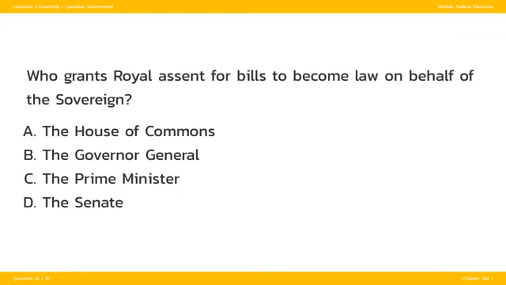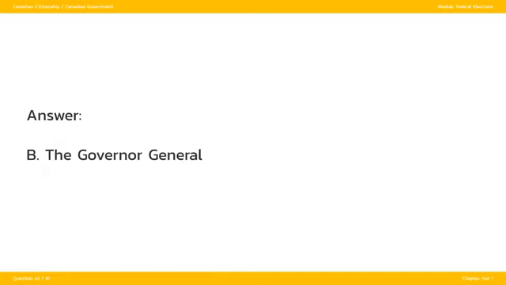Who grants royal assent for bills to become law on behalf of the Sovereign? A. The House of Commons. B. The Governor-General. C. The Prime Minister. D. The Senate. The answer is B. The Governor-General.